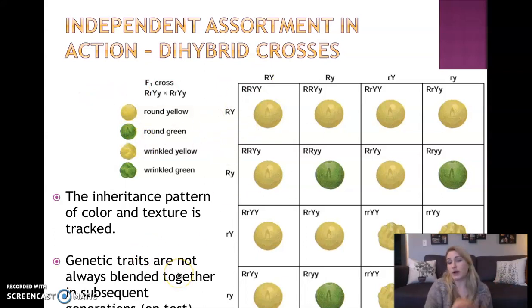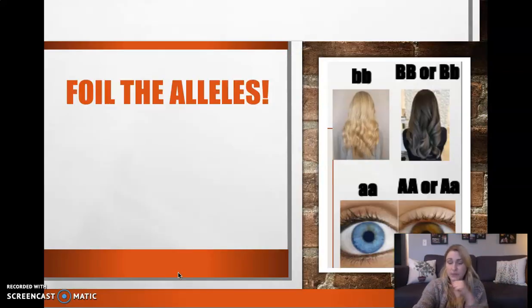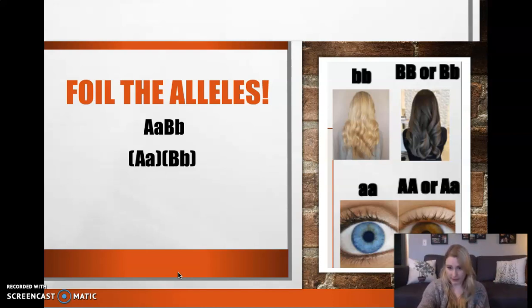All of these traits are not blended together, but we are looking at things separately. So I can look here at color and then combine whether it is round or wrinkled. And so independent assortment is all about the combination of those multiple genes. In humans, this is going to look like hair color versus eye color. And the way we do this is by foiling. Same exact thing that you do in algebra when it comes to working with parentheses.